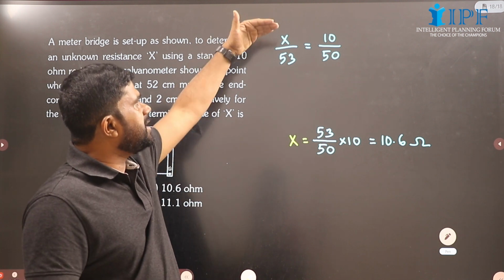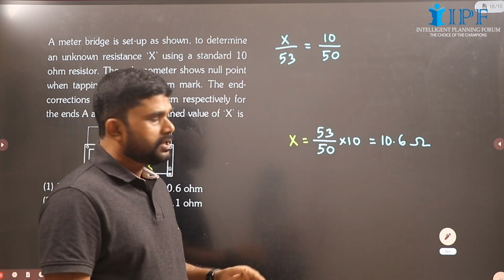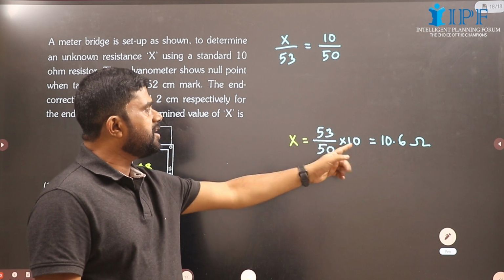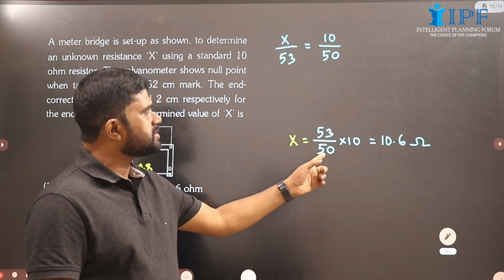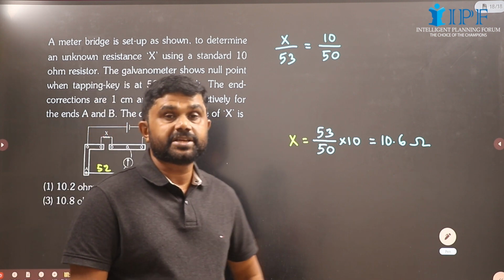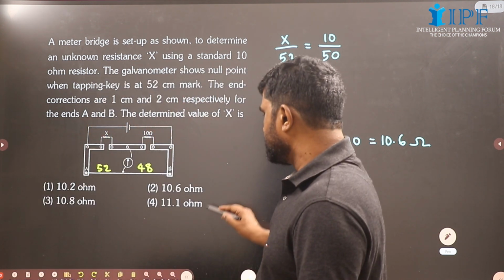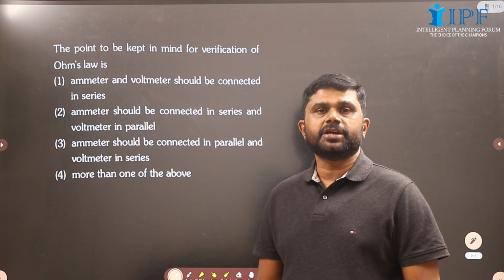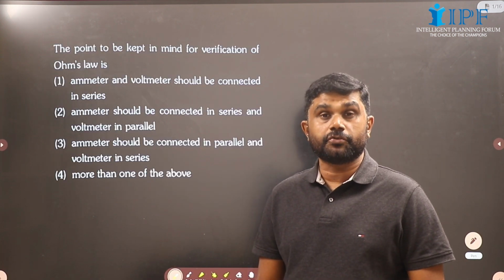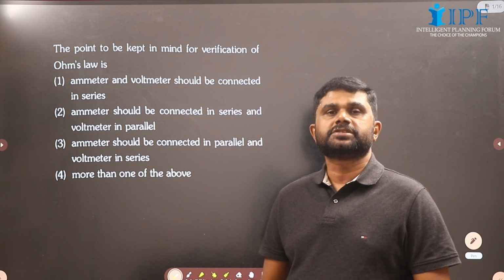So we will get x by 53 equal to 10 by 50. So x will be 53 by 50 into 10, or this can be written as 106 by 100. So it will be 10.6 ohms. Now the determination of the resistance of a given wire by using Ohm's law.